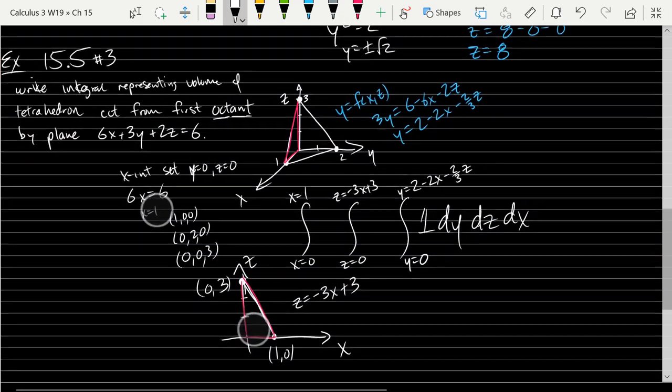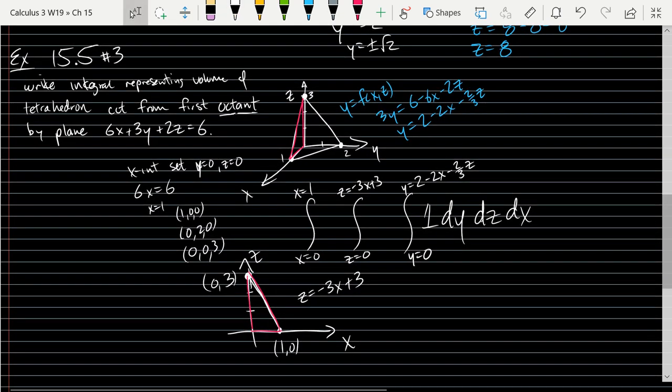Now, on this problem, I could have gone any coordinate first that I wanted. Because I was given the plane, it's equally easy to solve for x, y, or z. I only decided to solve for y because the first one we had solved for z. I could have just as easily solved for z or x, and I would have had dz or dx as my inside integration variable.